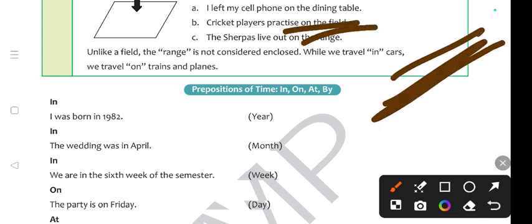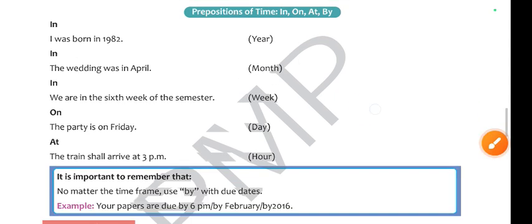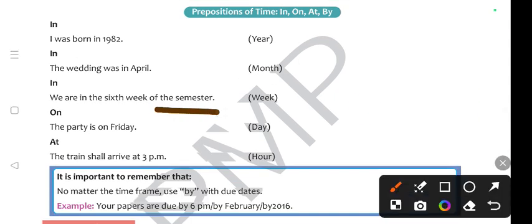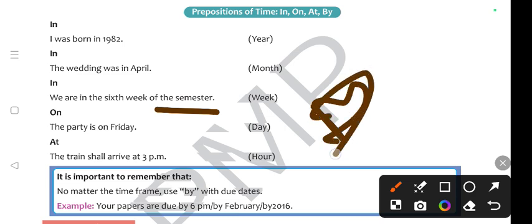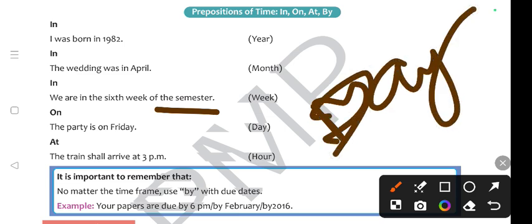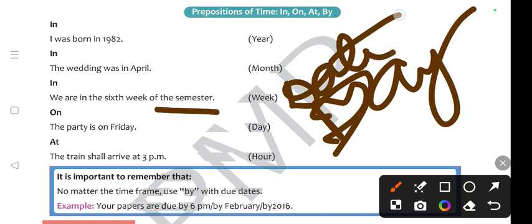Okay. Prepositions of time: in, on, at, by. For example, I was born in, the wedding was in April month. We are in the 6th week of the semester. Where do we use on? With the dates. With the dates we use on. With the days we use on. For example, the party is on Friday. The party is on 28 August, even with a date also, like 28 August.